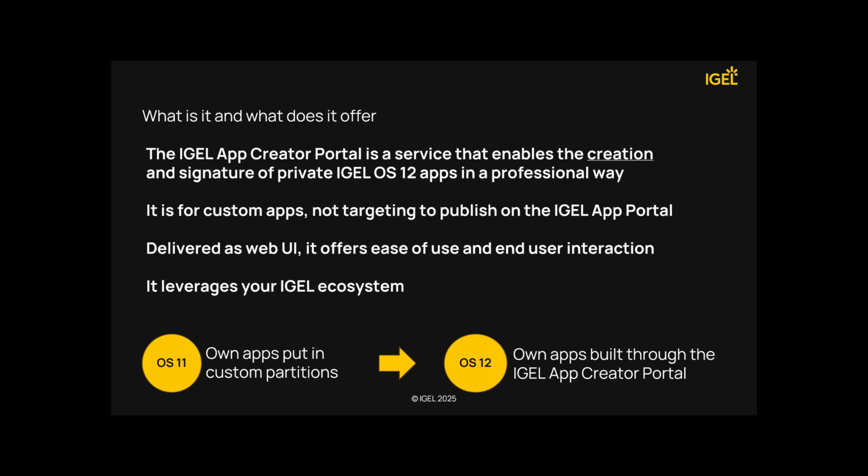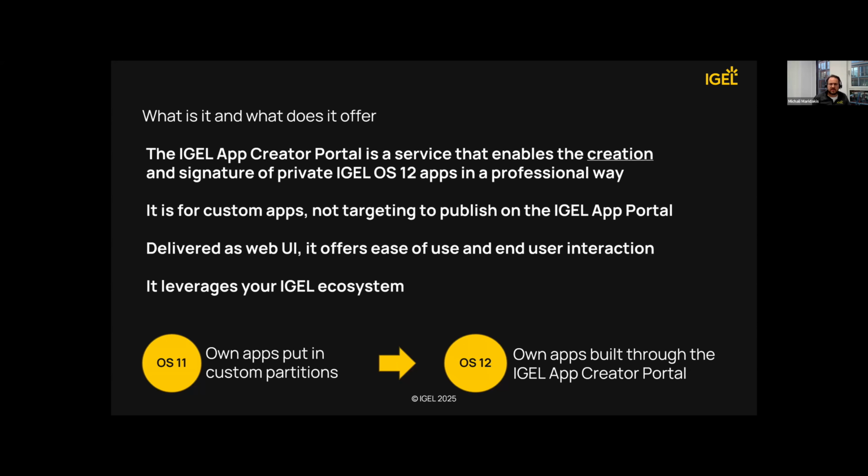With the introduction of OS 12, as you know, IGEL has separated the base system from the apps, right? So you have a base system, which is as such also considered an app. When you go to the app store of IGEL, you can download and deploy the base system, and you have all other apps in a separated way. And then the question came up: how can we make and install private apps for OS 12?